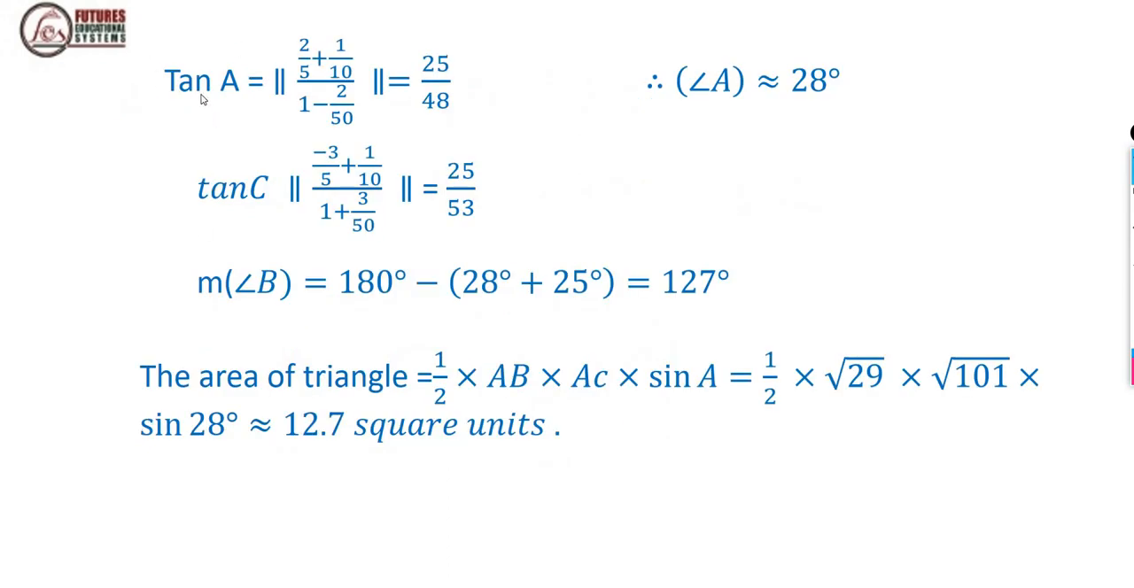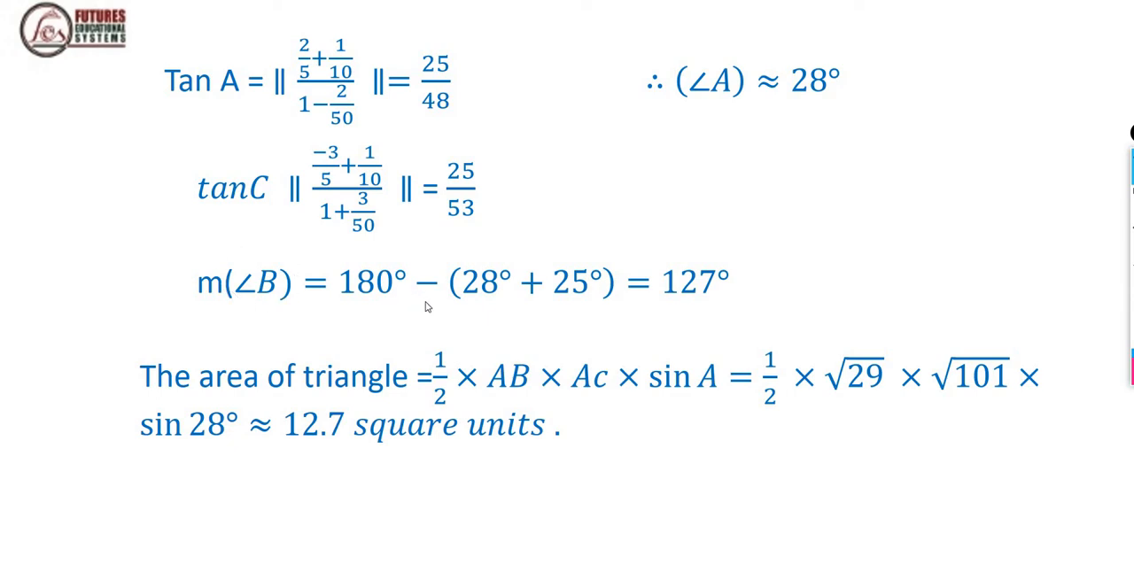Tan A equals (M1 minus M2) over (1 plus M1 times M2), which equals 25 over 48. Therefore, using shift tan, the measure of angle A is approximately 28 degrees. The same way we get tan C. By direct substitution in the rule, we get C approximately equals 25 degrees.